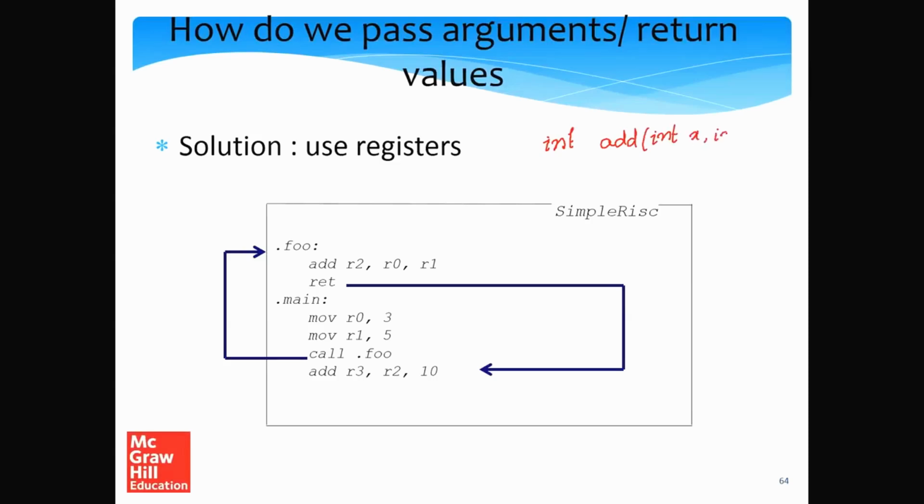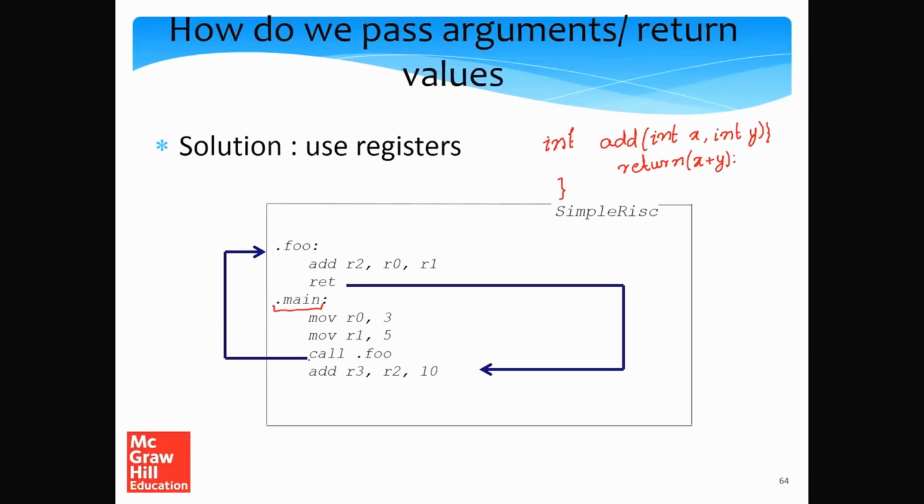Let's say int x and int y, and it returns x plus y. So to implement this simple function in simple RISC, what we do is like this. Similar to C, we assume that we have a .main label where the execution of the program starts. It is customary to put a colon after the label. After this, let's set the value of registers. So we set R0 to 3 and R1 to 5.